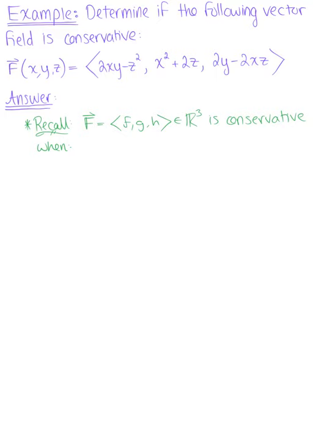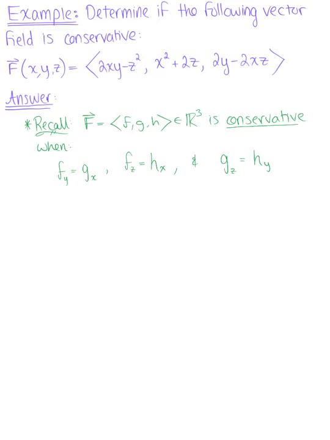In this example, we are asked to determine if the following vector field in R3 is conservative. So let's begin by recalling that if we have a vector field defined by components f, g, h in R3, we know that it is conservative when the partial derivative of f with respect to y is equal to the partial derivative of g with respect to x, if the partial derivative of f with respect to z is equal to the partial derivative of h with respect to x, and if the partial derivative of g with respect to z is equal to the partial derivative of h with respect to y.